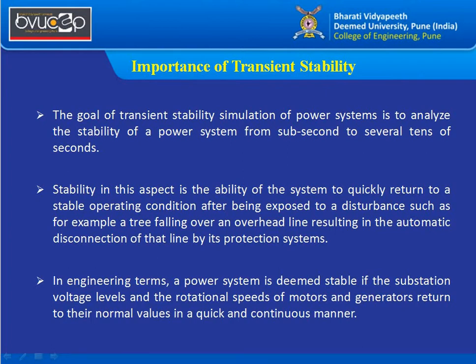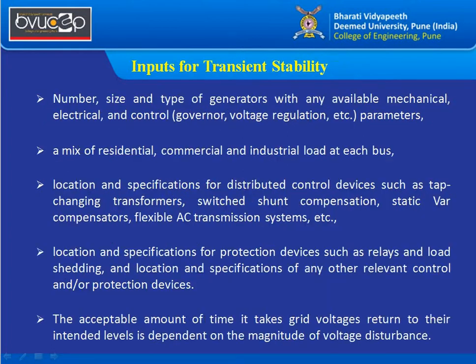So in electrical engineering terms, we say that the power system is stable if the substation voltage level and the rotational speed of the motors and generators return to their normal value in a quick and continuous manner. That is going to happen with the help of the protective devices. So the coordination of protective devices, relays, and circuit breakers has a very important role to play here to bring the system back to normal state. The inputs that we are going to consider for transient stability are many, as it requires a lot of input. That is the number, size, and types of the generators which are available, and their mechanical and electrical parameters.